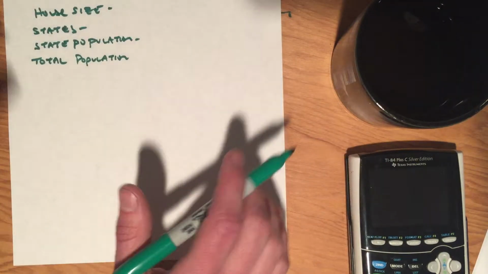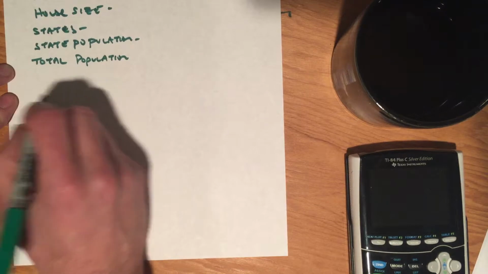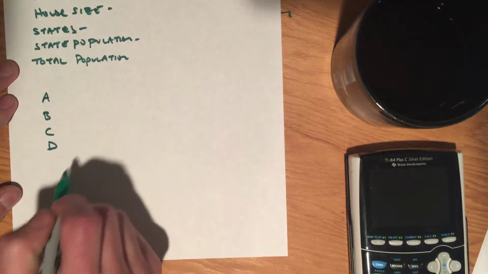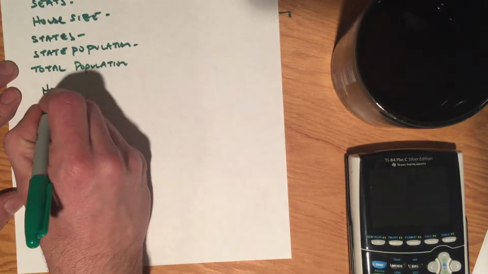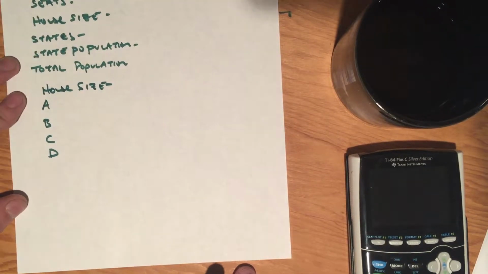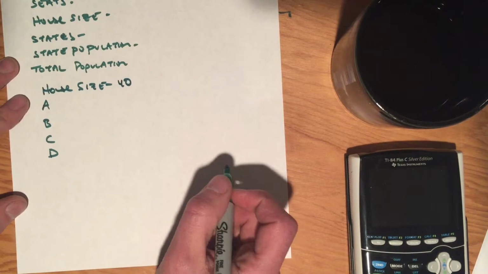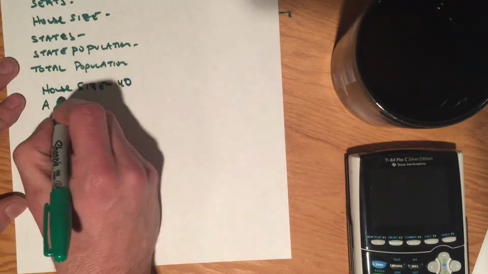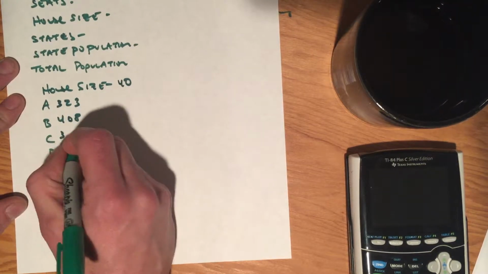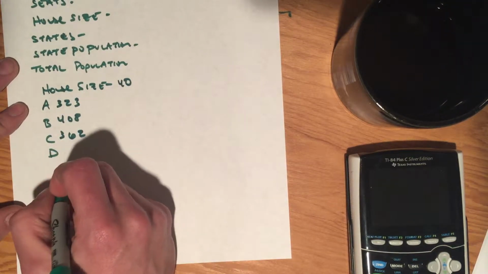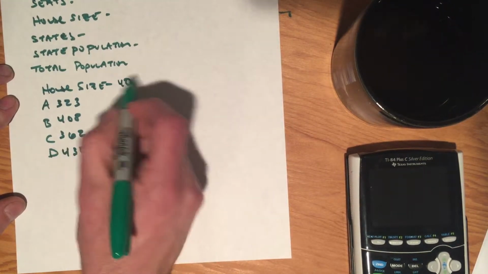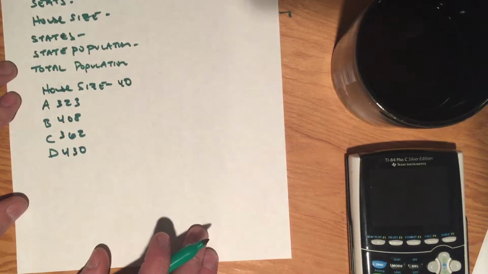Let's say we've got states A, B, C, D. Those are going to be our 4 states. Putting some numbers here, let's say that our house size, the total number of seats that we are going to apportion, is 40. The populations that we're going to have are 323, 408, 362, and 430. Because why not? We need to take this 40 and split it up evenly.